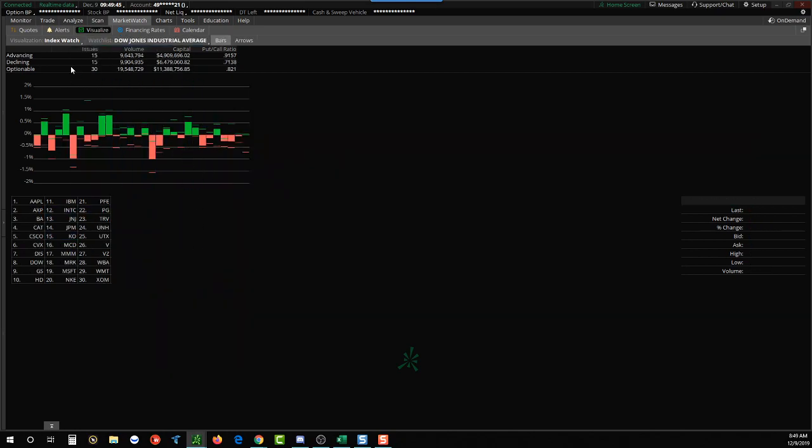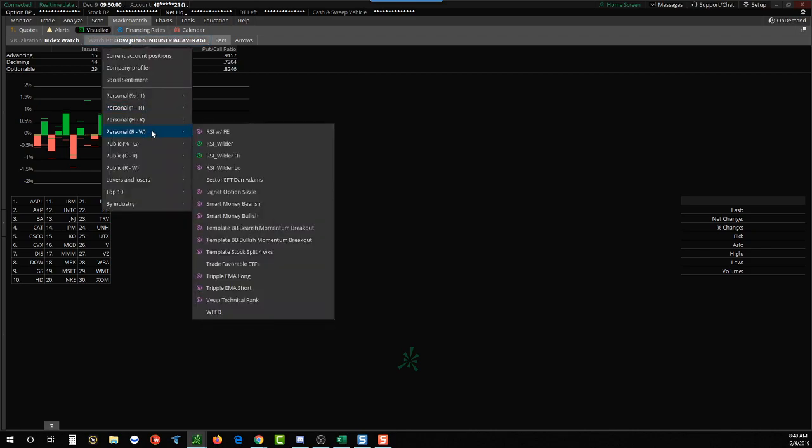We've got 15-15. It's a 50-50 advance-decline, but there is more bearish money coming in or being recorded than bullish money. So the outflow is greater than the inflow. That's in the Dow.